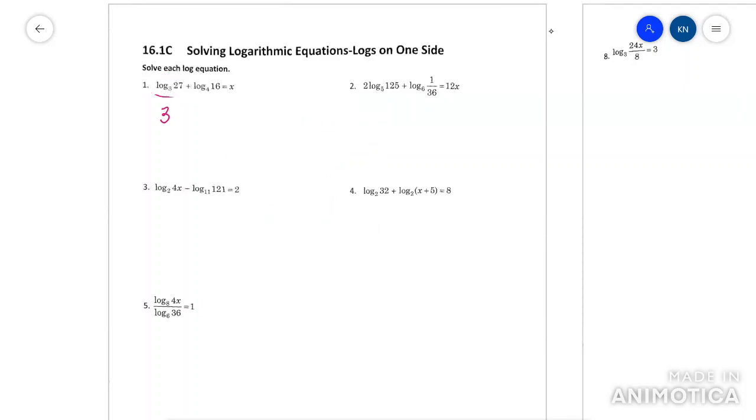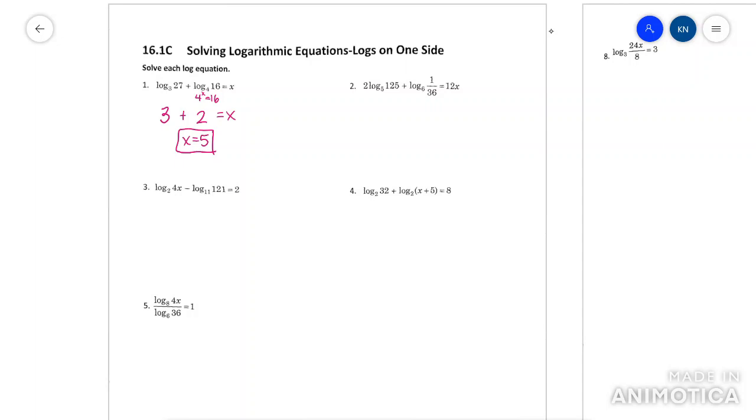All right, so that first part's 3. And then you evaluate log base 4 of 16. This is like 4 to what power makes 16? Well, that would have to be the second power. So this part's 2. So you have 3 plus 2 equals x. So now it's just x equals 5. And that is a very basic solving log problem.